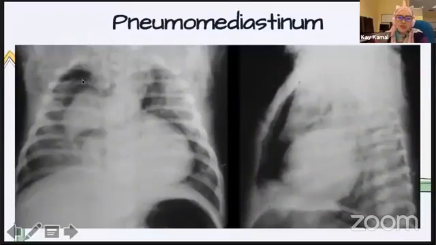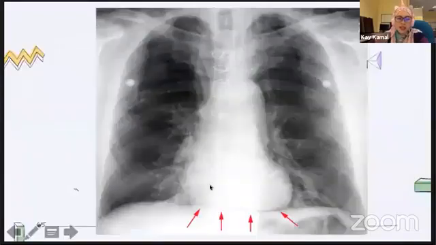In children, pneumomediastinum can give what you call an angel wing appearance because the thymus is pushed up. When there's air, the air pushes the thymus up, so it gives this pneumomediastinum angel wing appearance. And this one is called the continuous diaphragm sign.